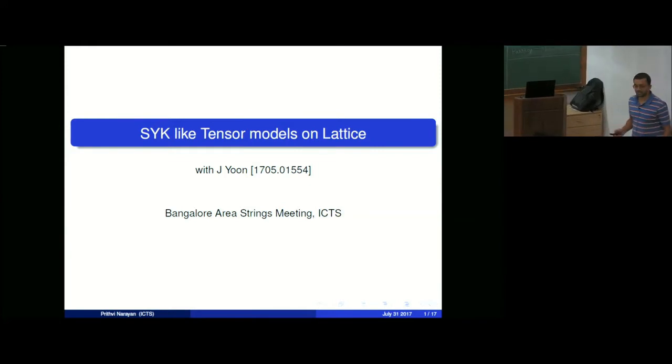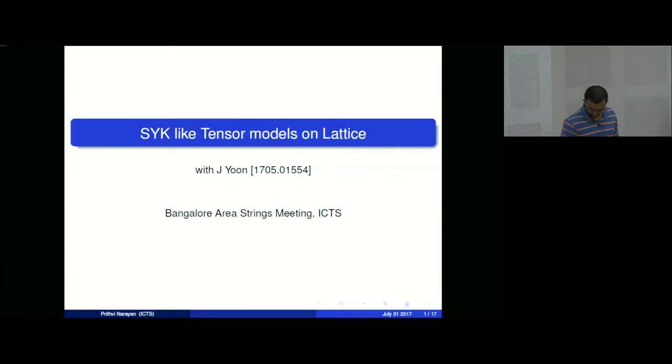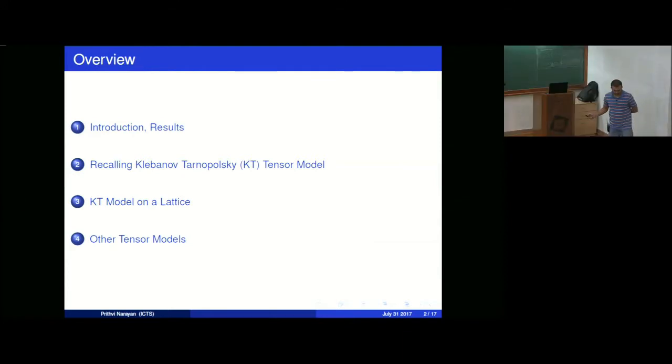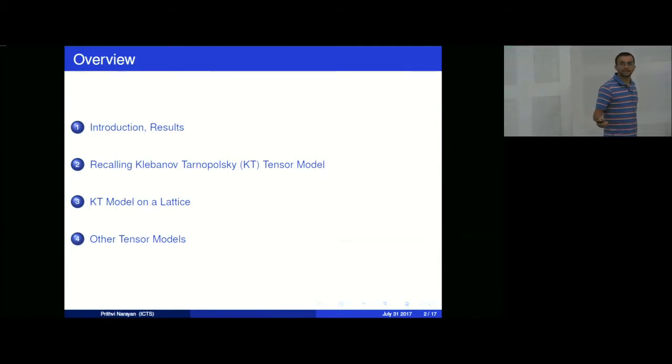I'll be talking about SYK-like tensor models on lattice, based on a paper which came out in May, with Jungi sitting in the audience. So this is the outline. I'll give some introduction and state the results. I'll then recall the tensor model, one particular version of it, and then I'll put the model on a lattice, and this will be the main part of the work. I'll also discuss some other models on lattice.